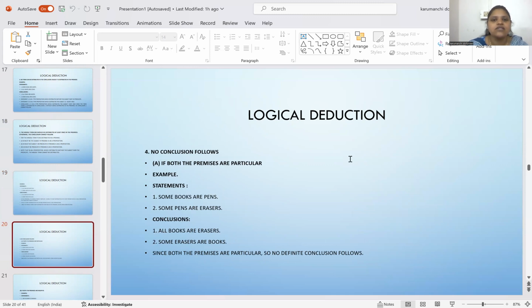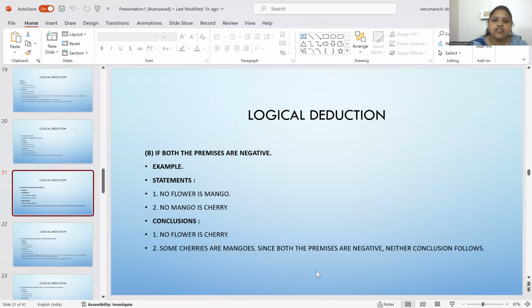And the fourth rule is no conclusion follows. There are a few cases in which no conclusion follows in this rule. The first example: the statements are some books are pens, and some pens are erasers. The conclusions are all books are erasers and some erasers are books. Since both the premises are particular, if we see some quantifier, it comes under particular. So we cannot say which is a definite conclusion.